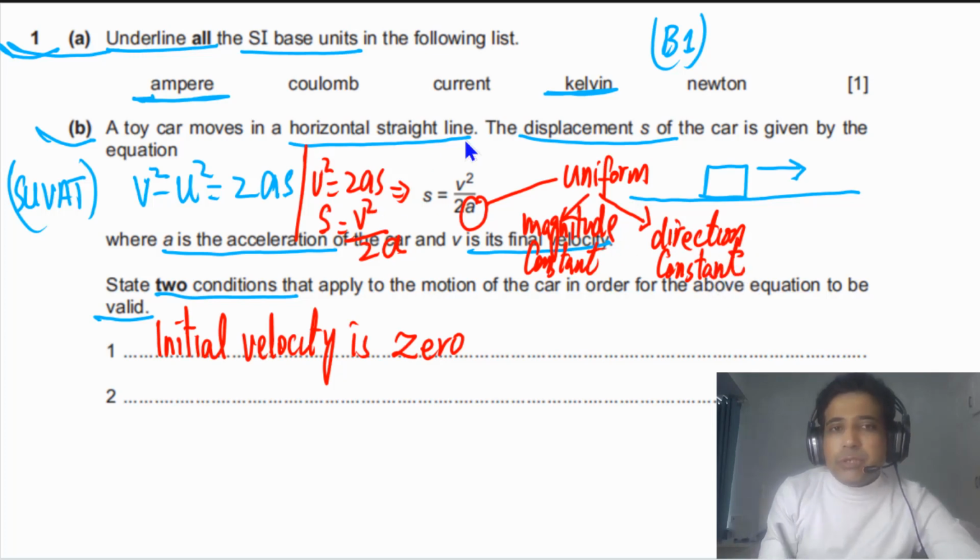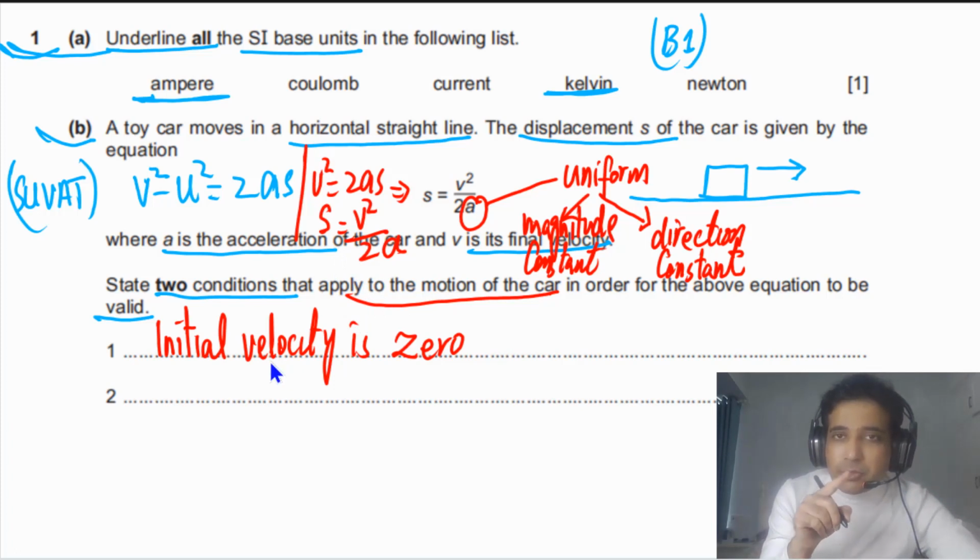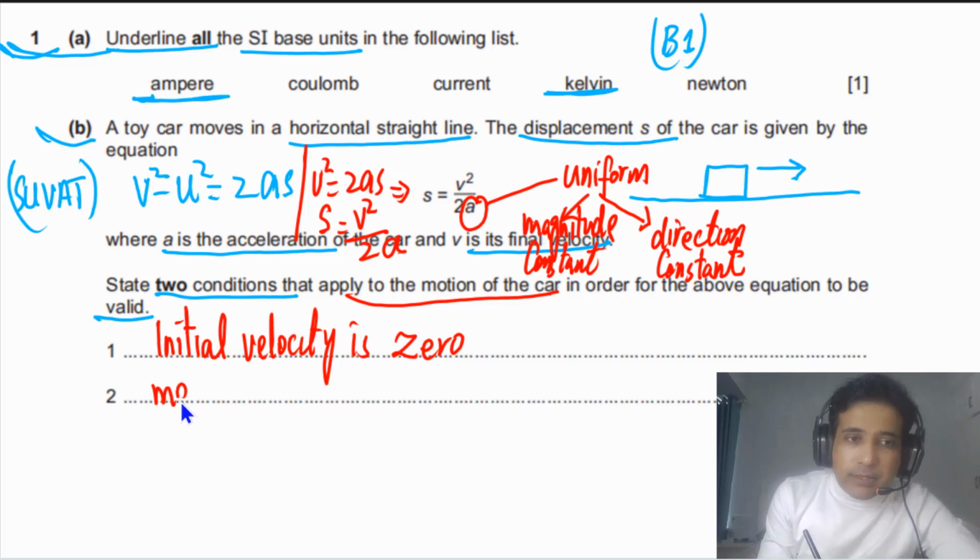In this case, the car is already moving in a straight horizontal line, so it means that the direction is constant. So if we have to use this equation, then the magnitude of acceleration also has to be constant. Because the question is asking you to state 2 conditions that apply to the motion of the car, I mean, what kind of motion the car has when we can use this equation. So first, the initial velocity of the car has to be 0. And the second condition is that the magnitude of acceleration of the car has to be constant.